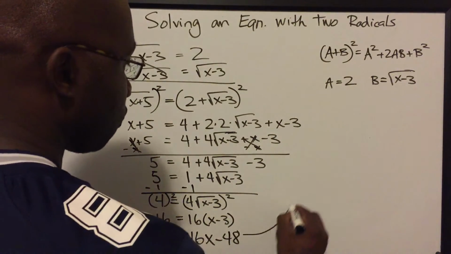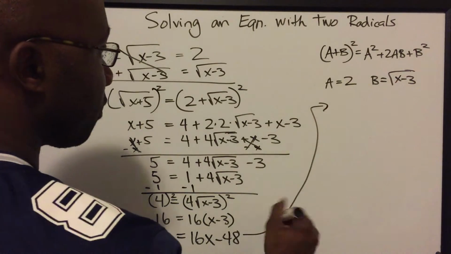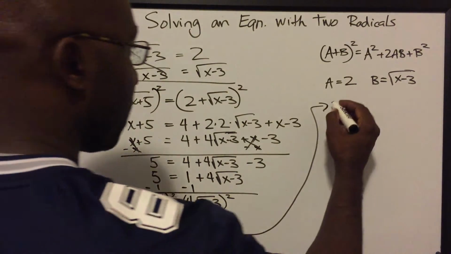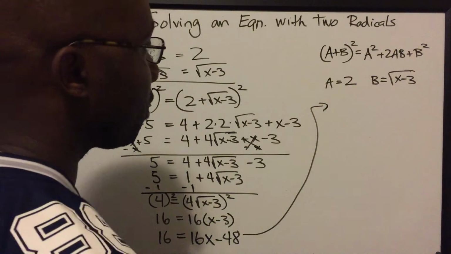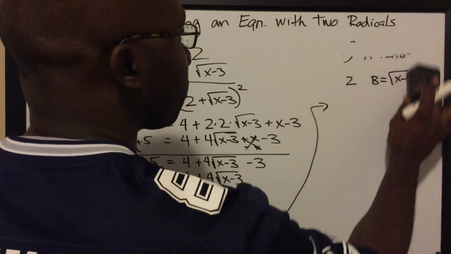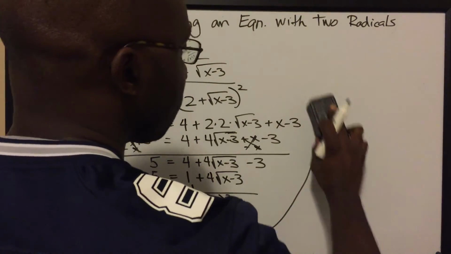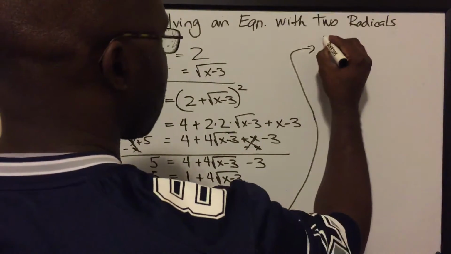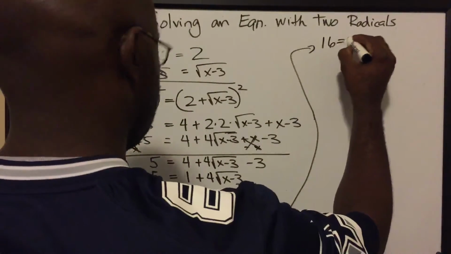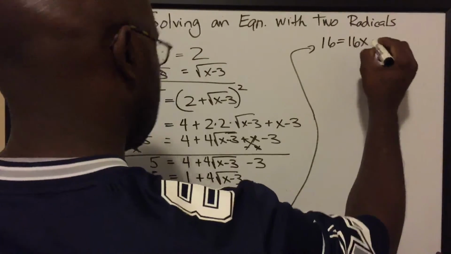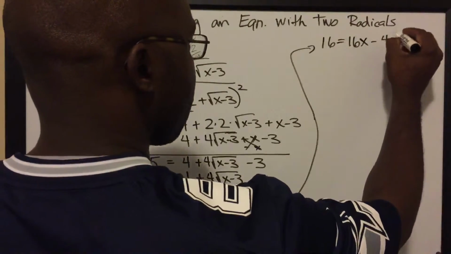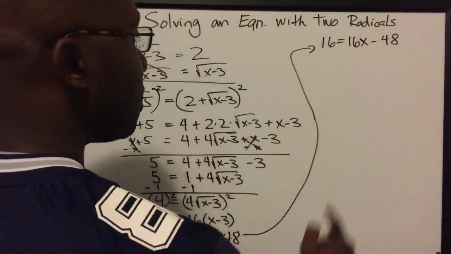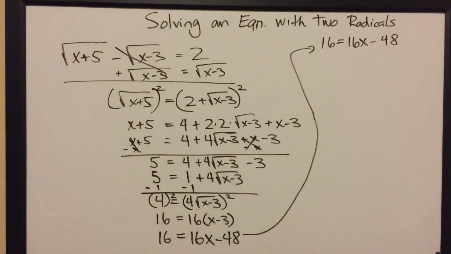Okay, I'm going to bring this right up here because I'm running out of real estate down there. I'm going to erase this as well, so I can bring it up a little bit higher, just in case I need more room to write. So now what's down there is 16 is equal to 16x minus 48.